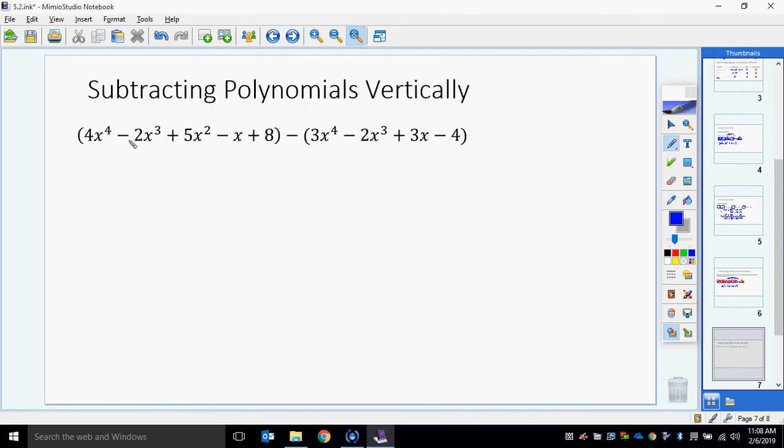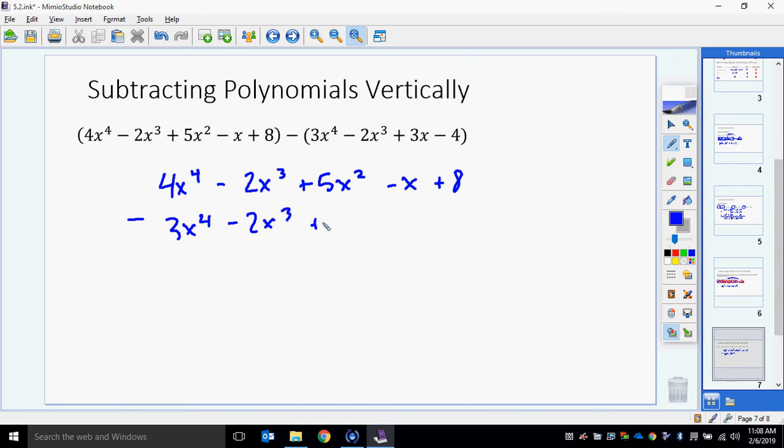Okay, let's look at the vertical method. So it means the same thing. You don't have to do it this way. You can still distribute and do it the horizontal method. I'm just going to show you one more way to do it. So 4x to the fourth minus 2x cubed plus 5x squared minus x plus 8. That's my first polynomial. And I'm subtracting this polynomial. So I can write subtraction and I could copy that all down.